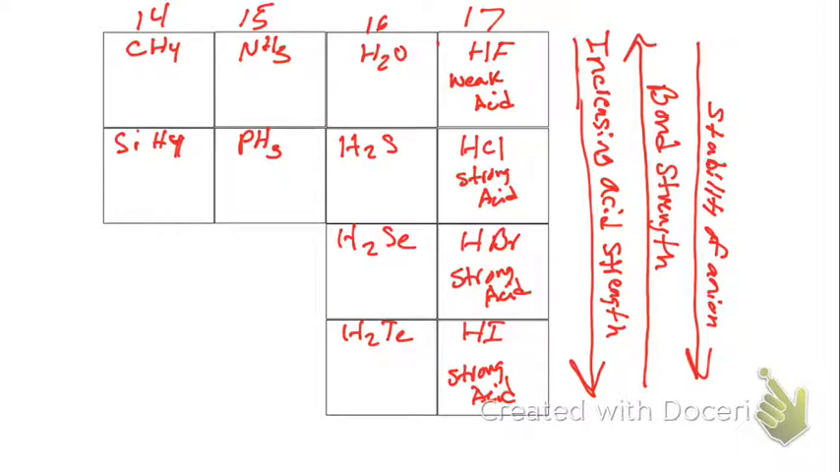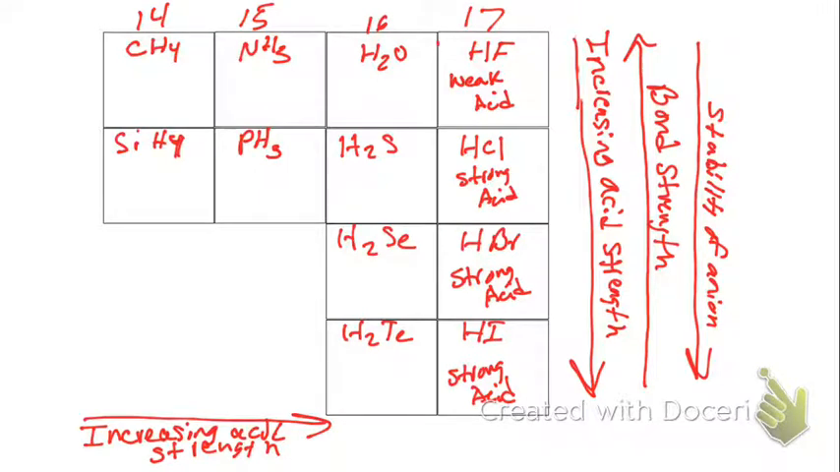Okay? Now going across the periodic table, there's an increase in acid strength. Okay, going across. Now, why is that? Well, that's because there's going to be an increase in electronegativity difference, okay? Electronegativity, right?